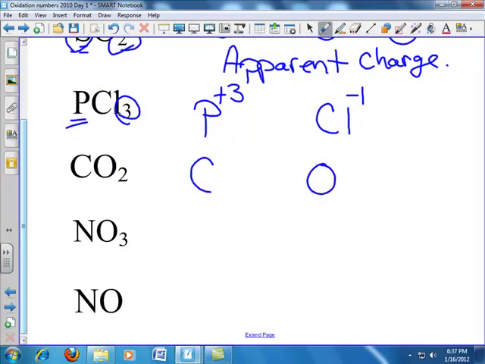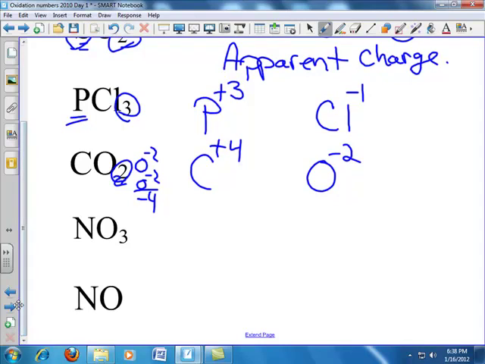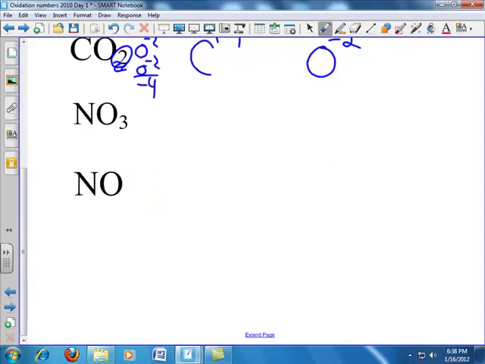Carbon and oxygen. Oxygen is minus 2. So what do you suppose the carbon is? And you should realize we have 2 minus 2's. That's what this 2 means, which is minus 4. So that has to be plus 4.